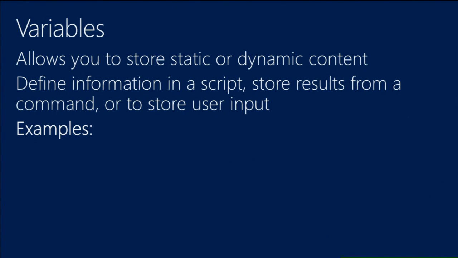We have examples of 3 different types of variables here. We can have a static variable, which is something that's a known item that we can set and we can do consistent results against. Just an example, it's my Lync front-end server.